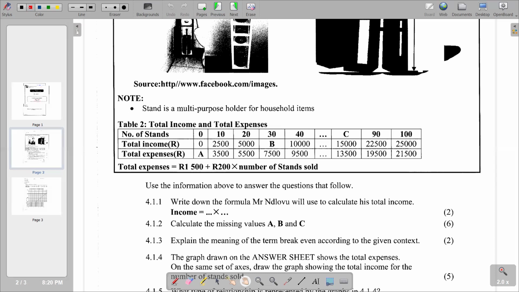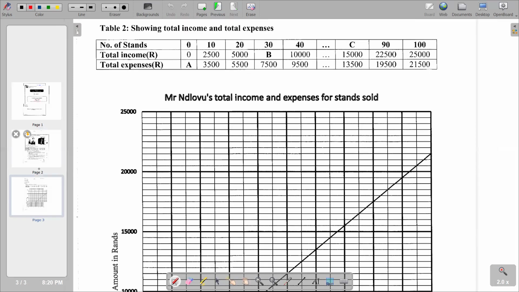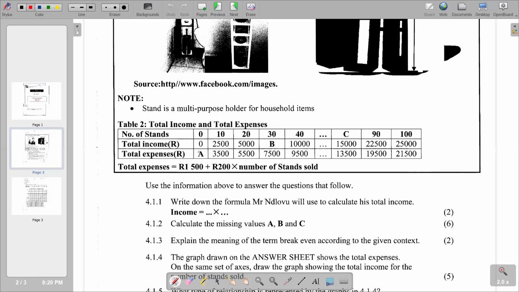So basically, we are saying the formula that you can use there is average income per stand, and then you multiply by number of stands. Which means we are just supposed to calculate the average so that you can come up with a formula to calculate the total income row that we have here. So basically that's what we have. So we can just present it.